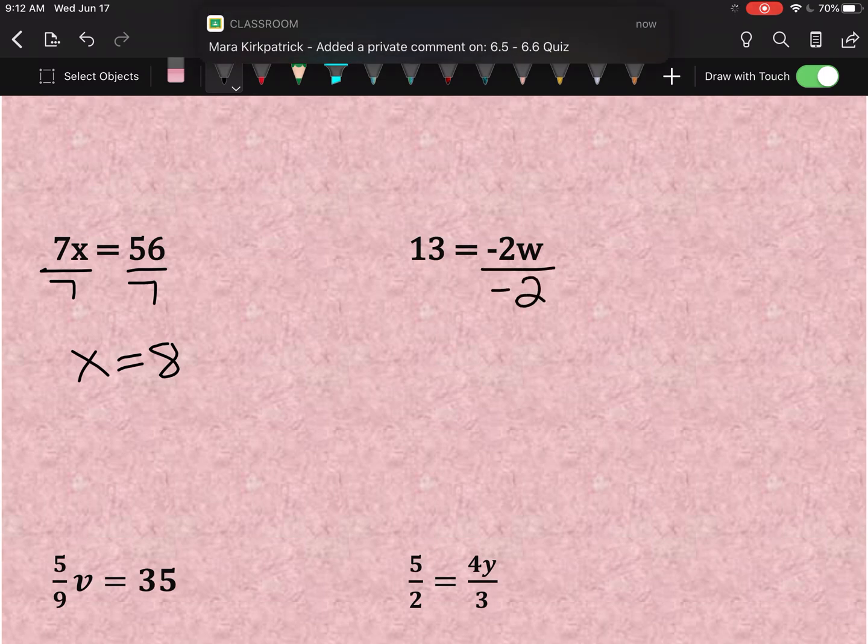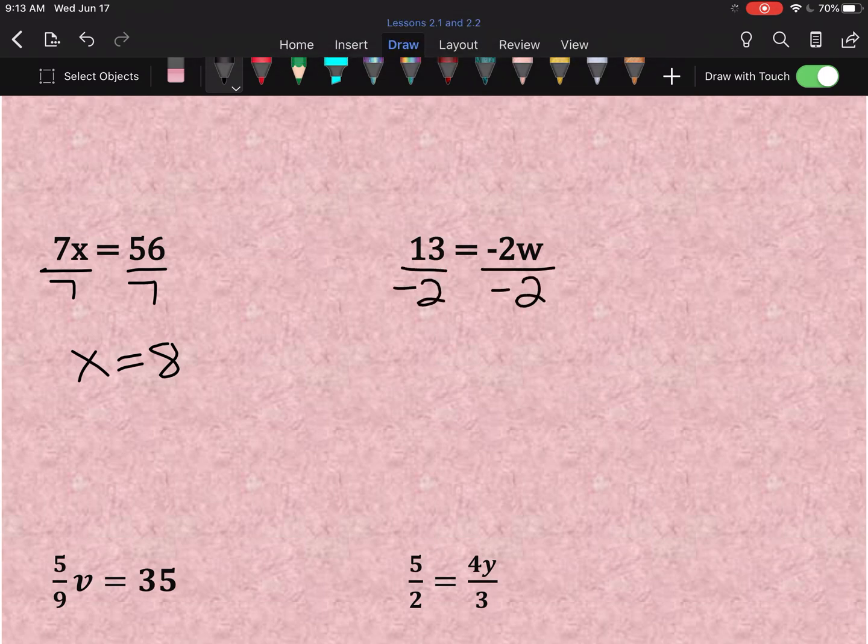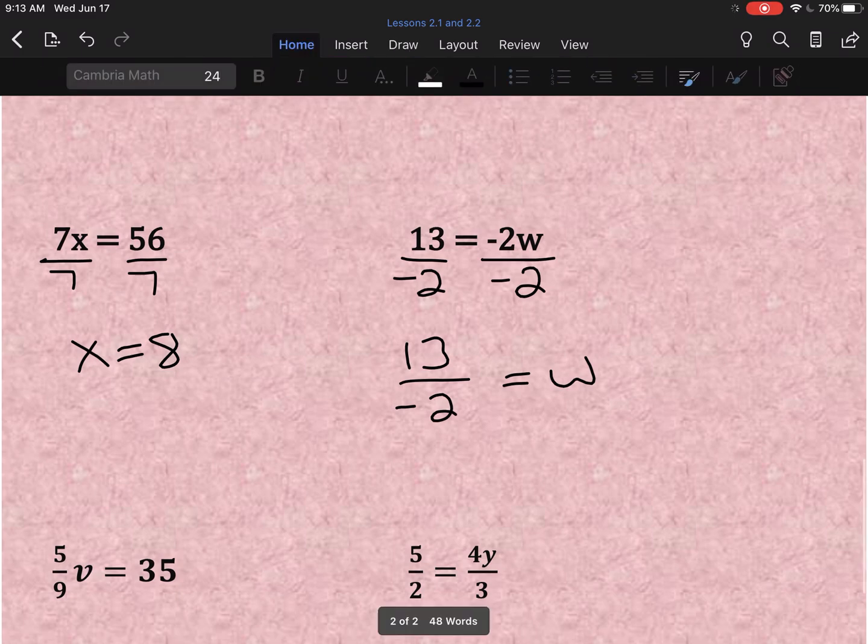For this problem, we're going to divide both sides by negative 2. And you're going to leave that alone. W is negative 13 halves. You could make that negative 6.5, but you don't have to. In Algebra 1, we are allowed to have improper fractions. So leave it alone.